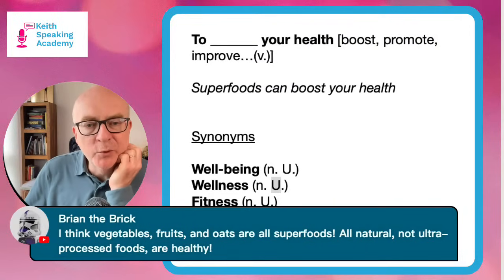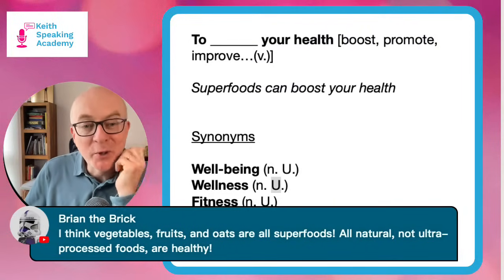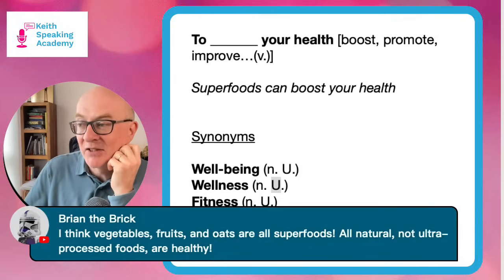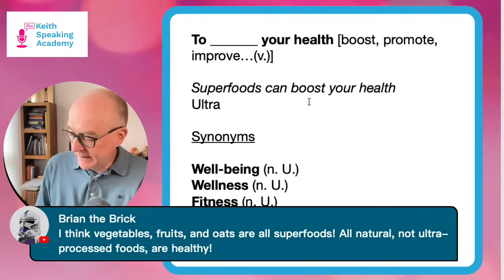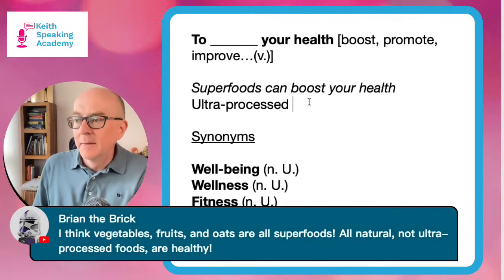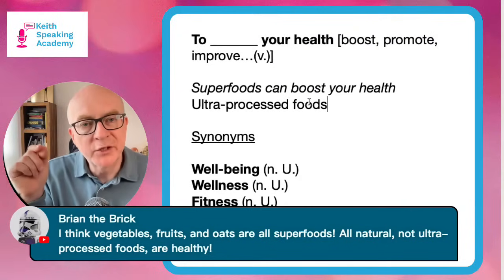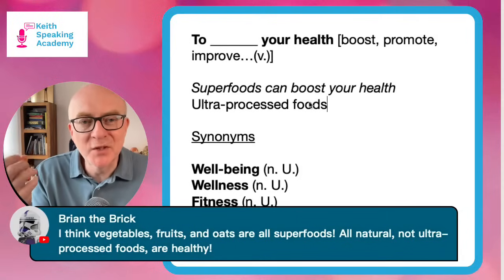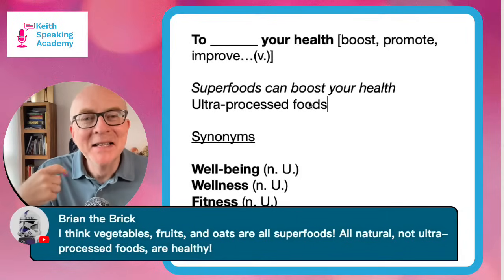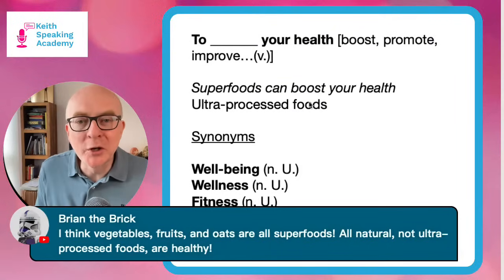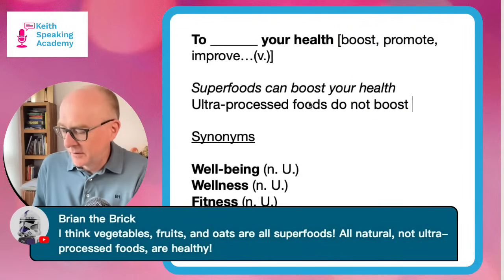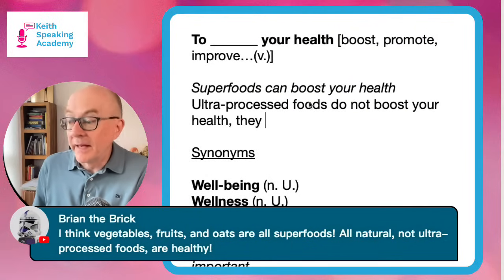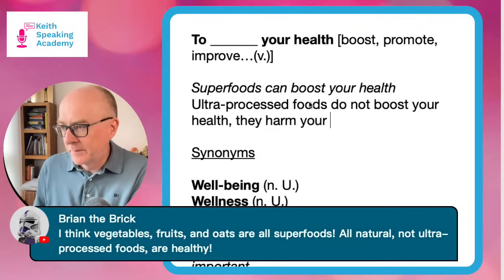Brian says, I think vegetables, fruits and oats are all superfoods. That's right. All natural, not ultra-processed foods. Exactly. Yes. I like that. Ultra-processed is becoming a very commonly used expression. We used to talk about processed foods, but the situation has got so bad. Now you'll hear people talk about ultra-processed foods. They do not boost your health. They harm your health.